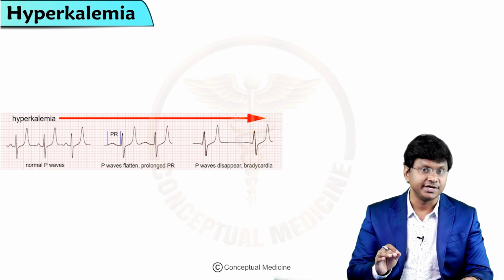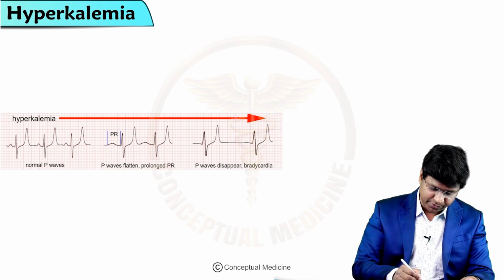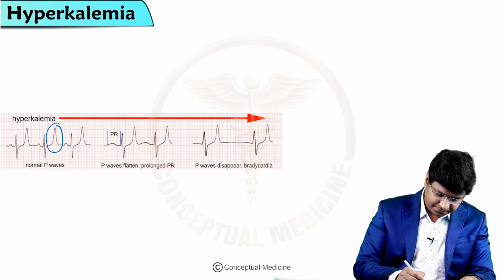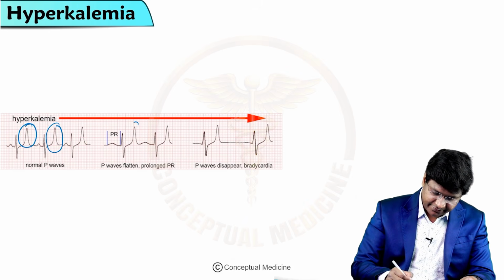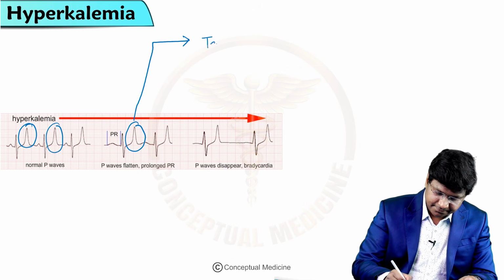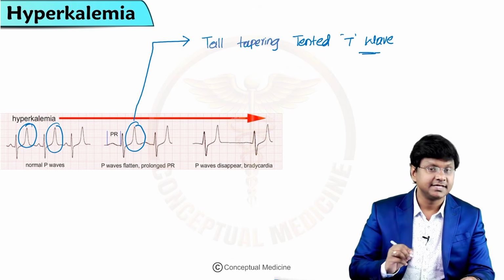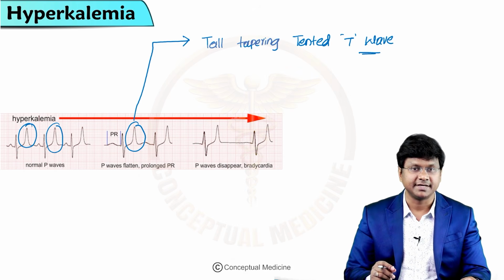Now coming to the ECG changes in patients with hyperkalemia. So the earliest change is the appearance of a tall, tapering, tented T wave. You can see that T wave here. The T wave that you are observing here is tall, tapering, tented. That is what you will observe in case of hyperkalemia.